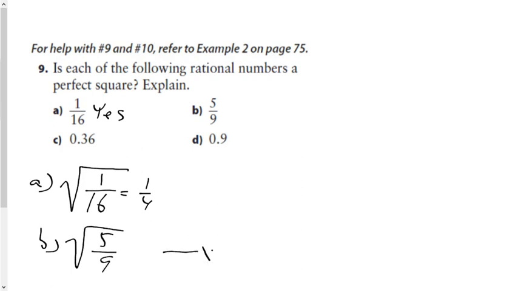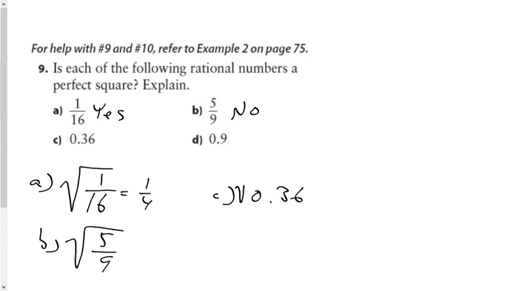For B, is the square root of 5/9 a perfect square? Or another way to think of it is, is there a fraction that when multiplied by itself is 5/9? Well, is there a denominator that will work? Yes, 3. But is there any number that multiplies by itself to give you 5? No. Some people will think 2.5 works, but 2.5 times 2.5 is not 5. So because there isn't, we can say definitively that 5/9 is not a perfect square because there is no fraction that multiplies by itself to get you 5/9.